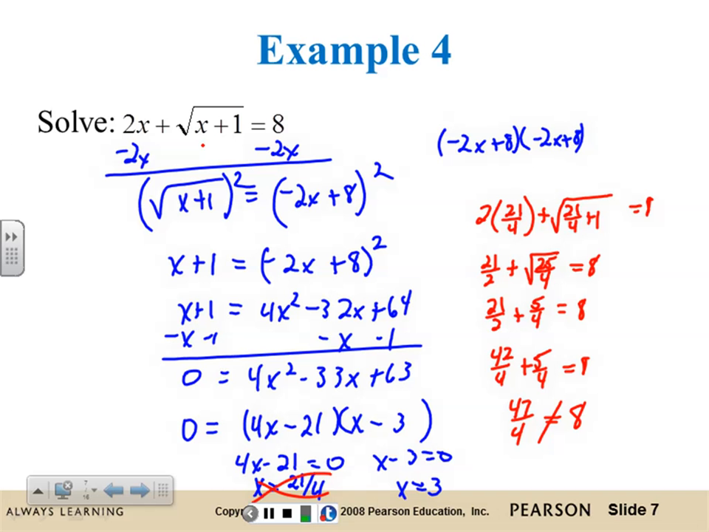Again, check that. But if I go back and I plug 3 in, and I can do that one without writing that out. So 2 times 3 is going to be 6 plus the square root of 3 plus 1, which is the square root of 4, which is going to be 2, and 6 plus 2 is going to give me 8. So that one does check out. So again, make sure you check your answers.